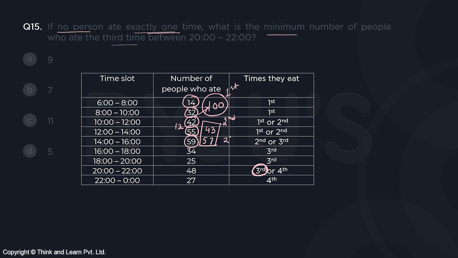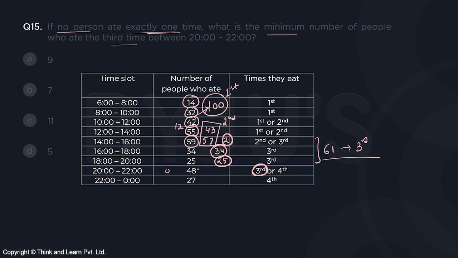But now I have 2 people here eating for the third time, 34 people over here eating for the third time, 25 people over here eating for the third time. 2 plus 34 plus 25 makes it 61. 61 people eating for the third time. So can't I have 0 people here eating for the third time? Let's try that. I cannot.